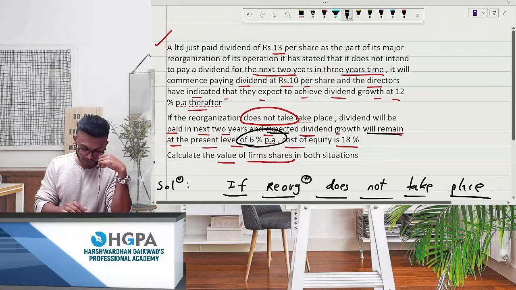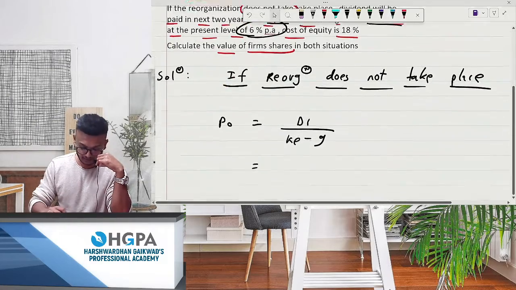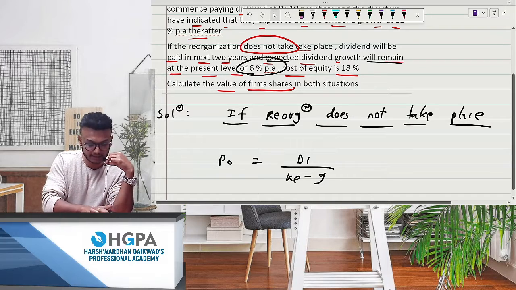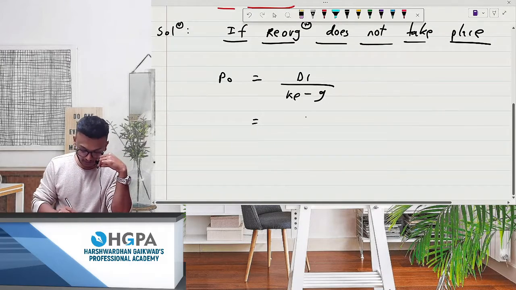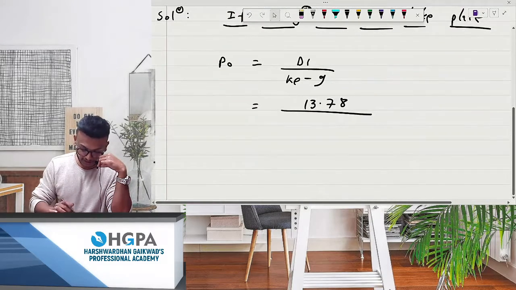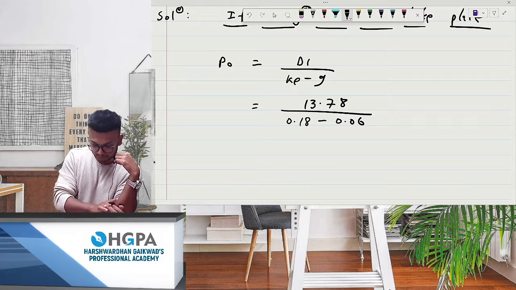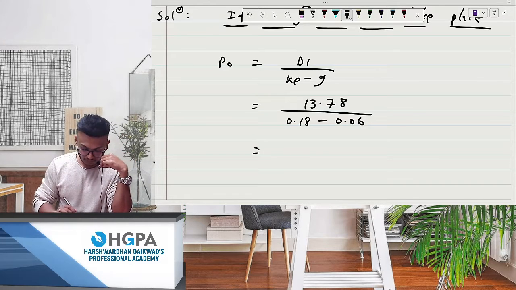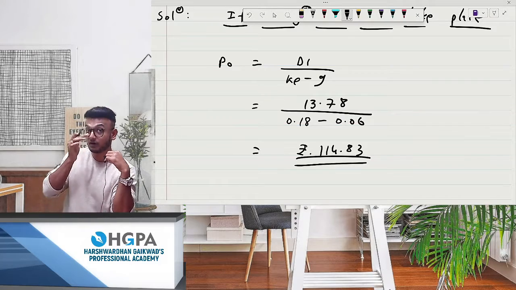So 13 per share is the dividend. What I'll do is 13 plus 6%, that's the growth rate. So I'll get 13.78 upon cost of equity, 0.18, minus growth rate 6%, 0.06. Okay, how much is the answer? 114.83. This is if the reorganization does not take place.